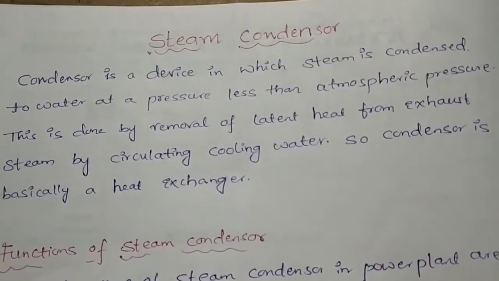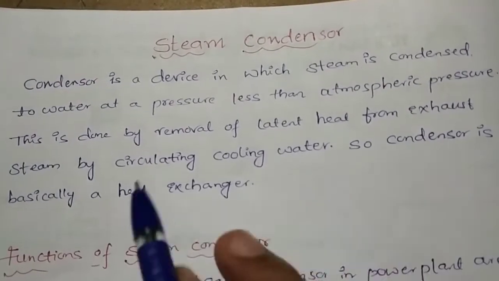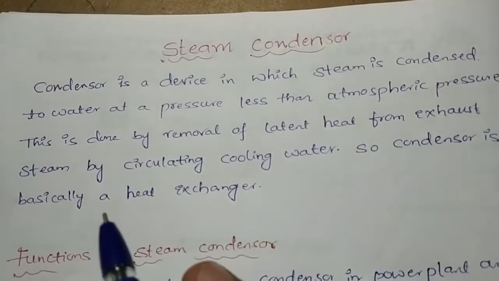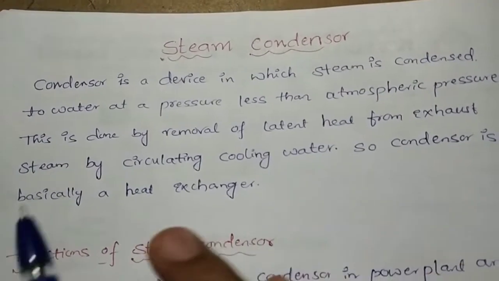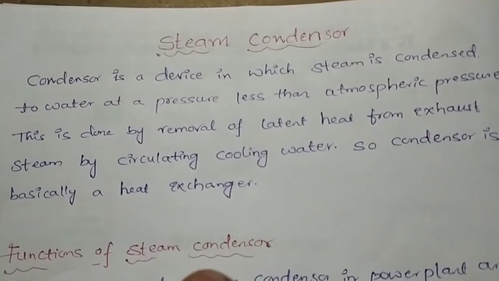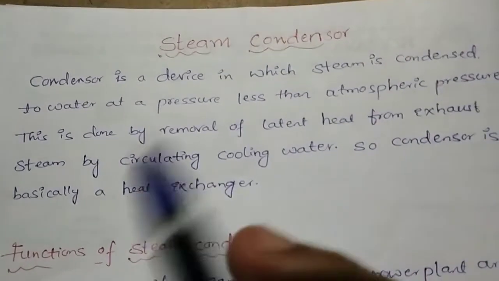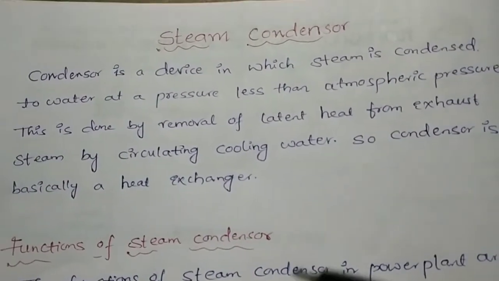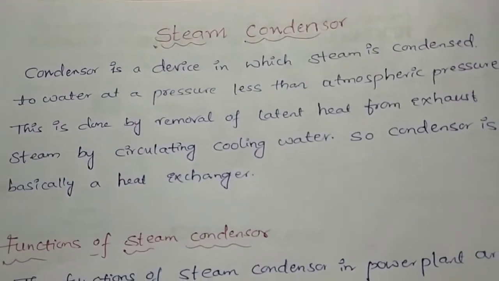What is meant by latent heat? Latent heat means, when there is a phase change, the amount of energy required to remove heat from 1 kg of a substance from one phase to the other phase is called latent heat. That means initially it is in the vapor state, and we are removing some heat from it and converting it into the liquid state.